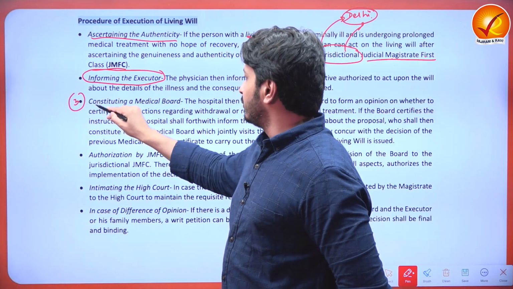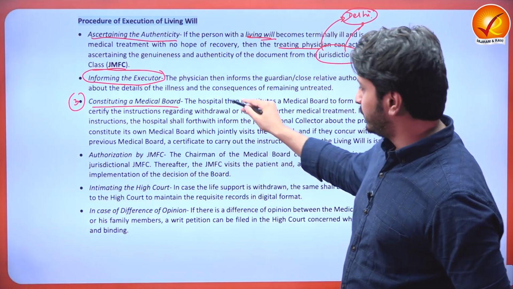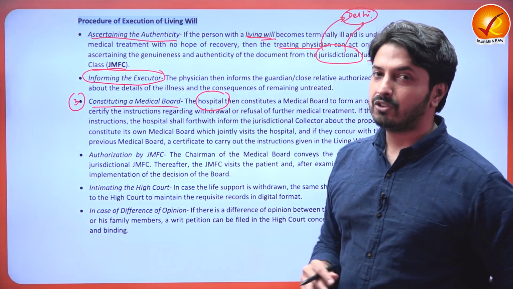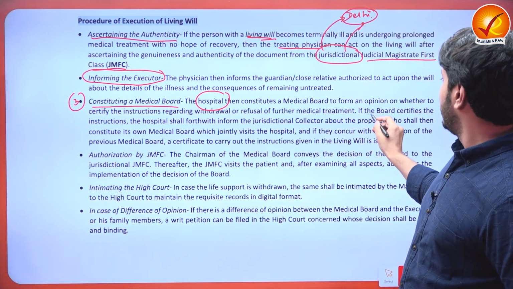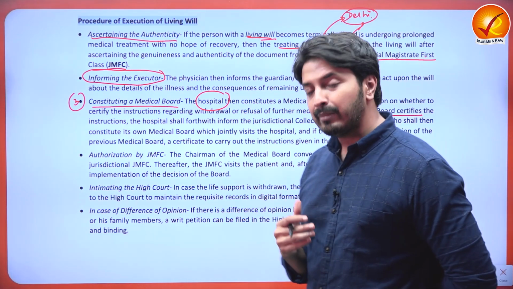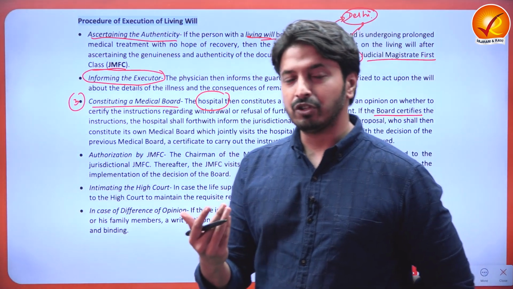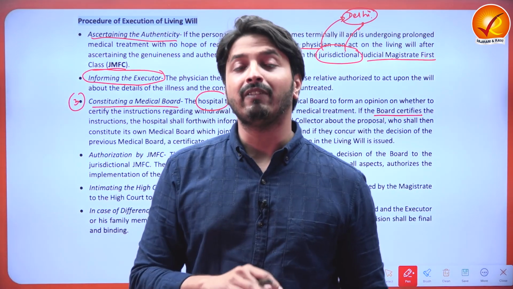The third step will be constituting a medical board, that is, the hospital in which that particular individual is admitted will constitute a medical board. Okay, and then this board will go through all the medical details of that particular individual and the details which have been provided in the living will.